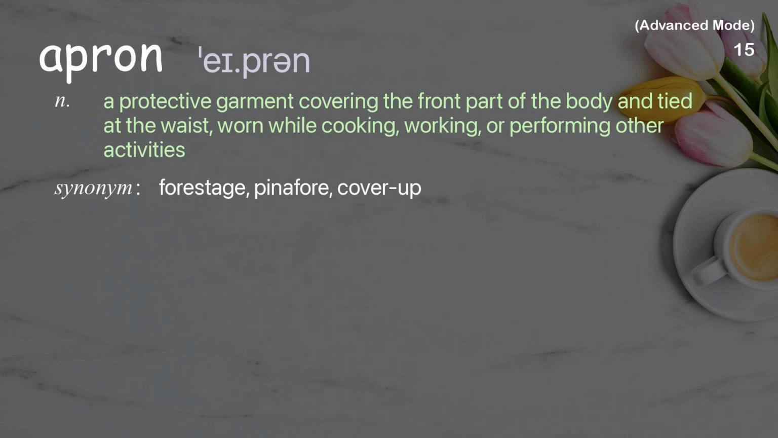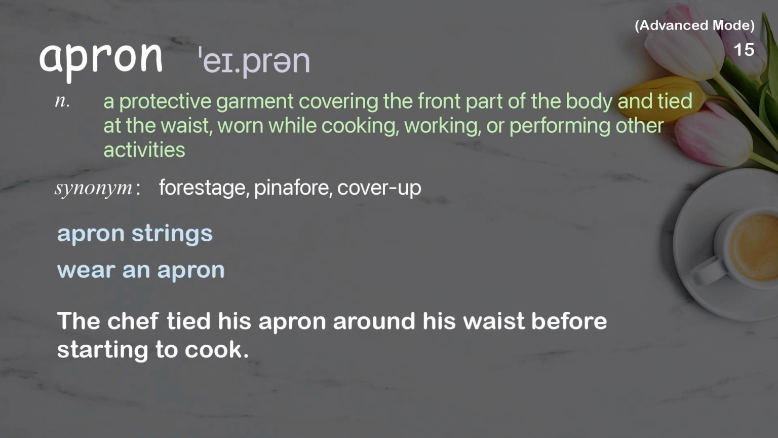Apron. A protective garment covering the front part of the body and tied at the waist, worn while cooking, working, or performing other activities. Examples: Apron strings. Wear an apron. The chef tied his apron around his waist before starting to cook.